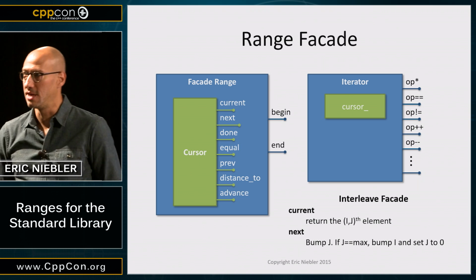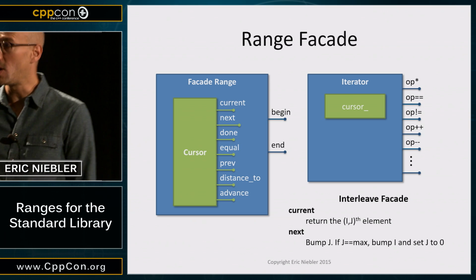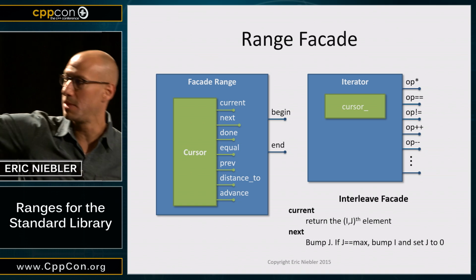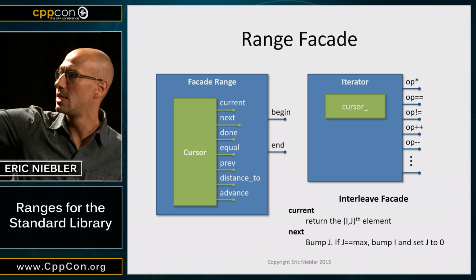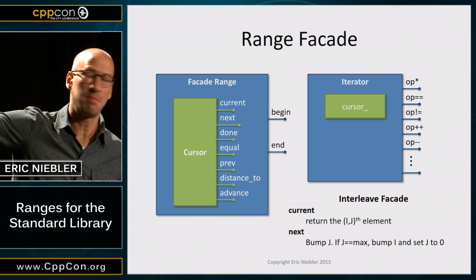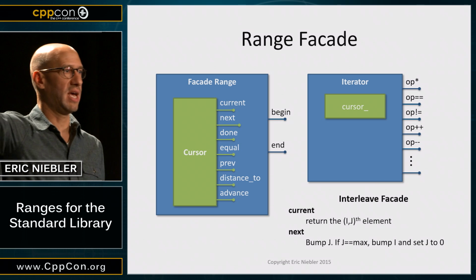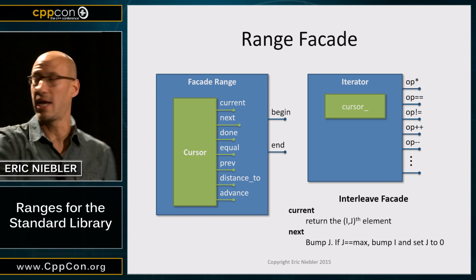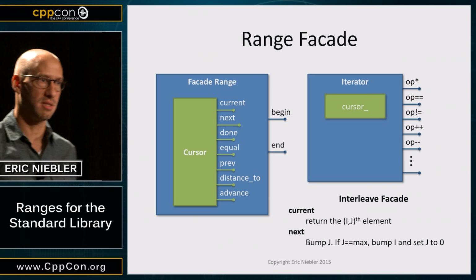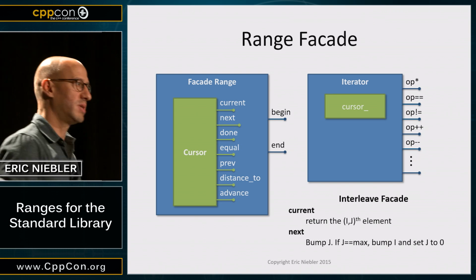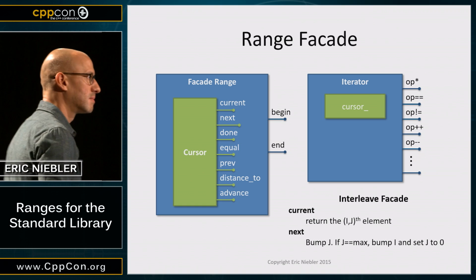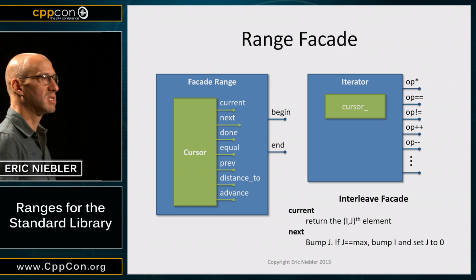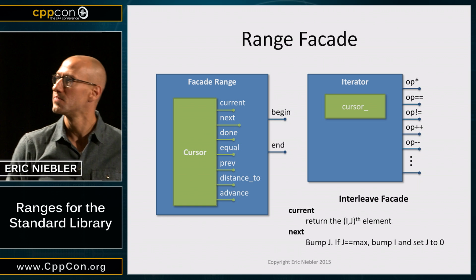Now, for interleave, here are the behaviors that we're going to want. The current element will return the ijth element. And next, we'll bump j, and if we've reached the end, we want to loop down to the next one: bump i and set j to 0. This is how we do interleaving. Everybody see that, more or less? No. Okay.